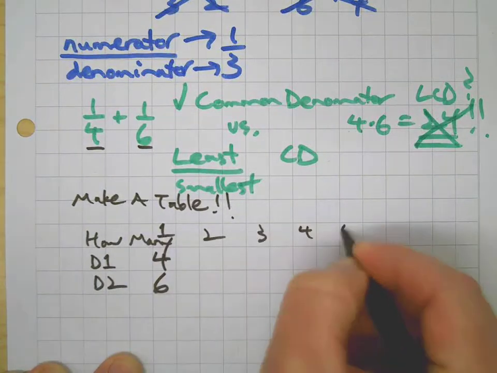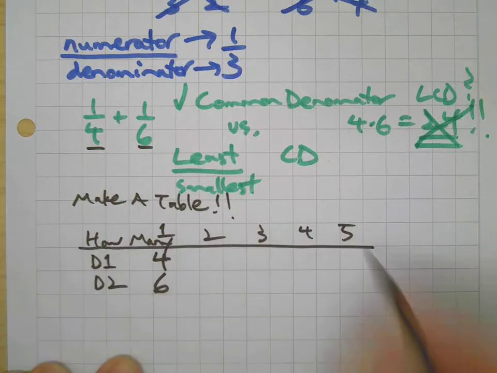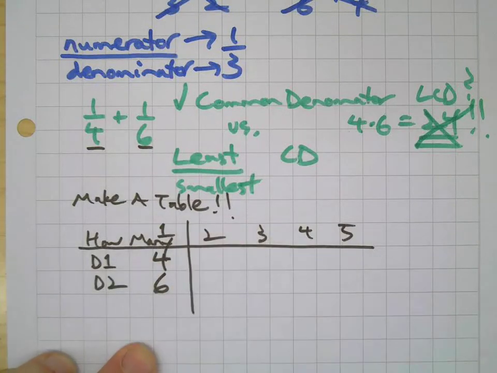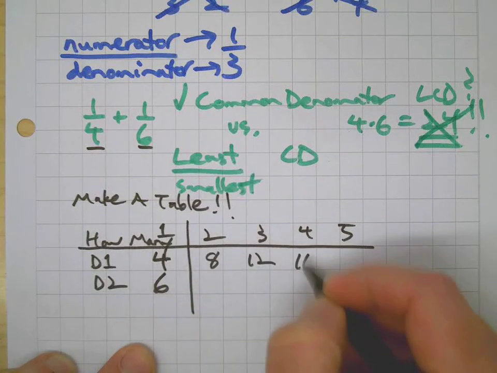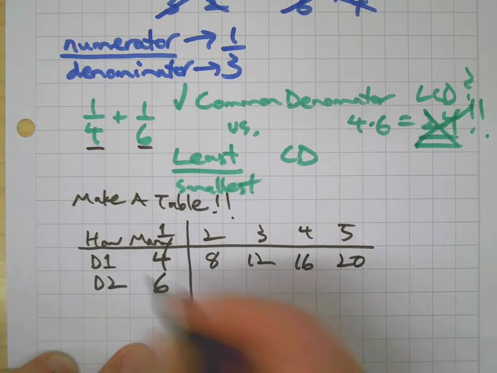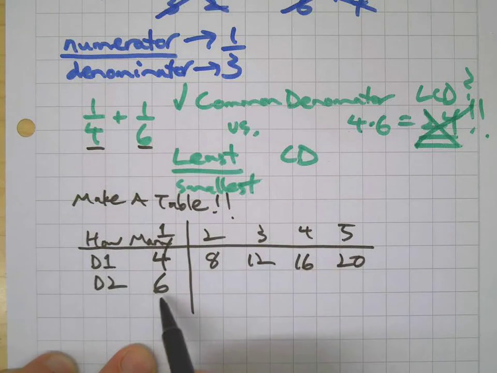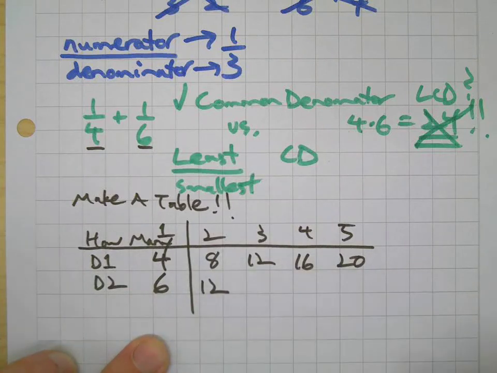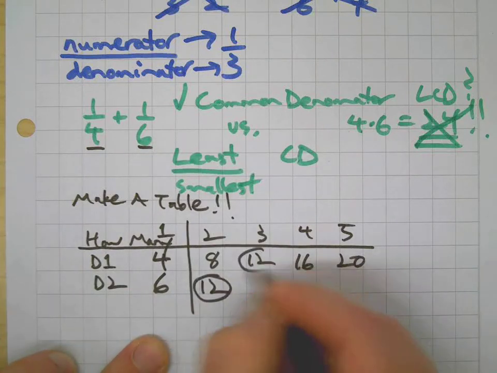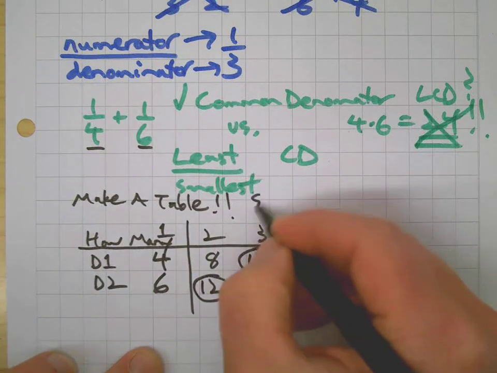1, 2, 3, 4, 5. So you do have to know how to count by numbers. You need to know your multiples. 4, 8, 12, 16, 20. I'm just going to rattle off a few of them. And on the second one, we're going to stop when we find one that matches. 6, 12, 8. Whoa, stop. Stop when you find a match.